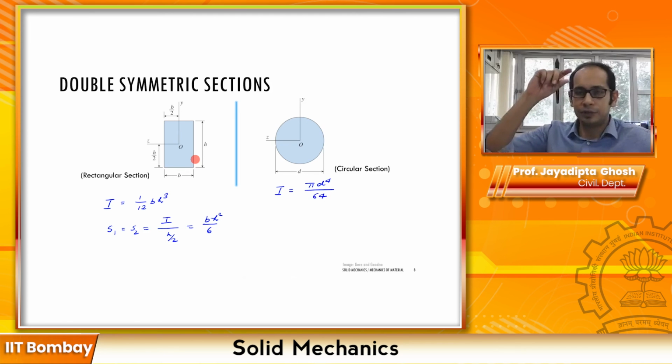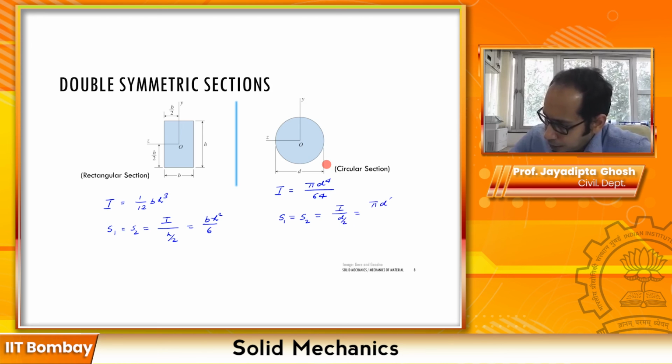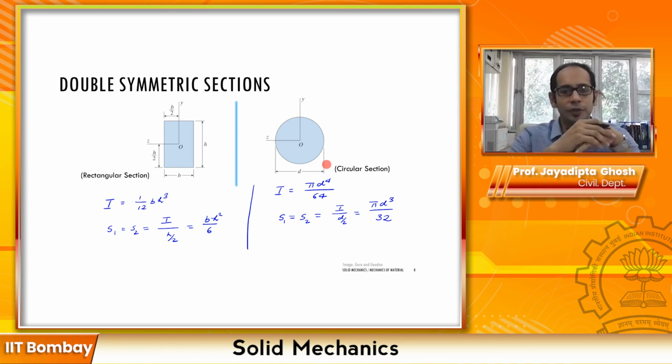And your distance from the neutral axis, the top fiber and the bottom fiber, is nothing but the diameter divided by 2, or the radius. So you get S1 equals S2 equals I divided by d over 2, which essentially leads to pi d cube by 32, right? The left one is for the rectangular section, the right one is for the circular section.